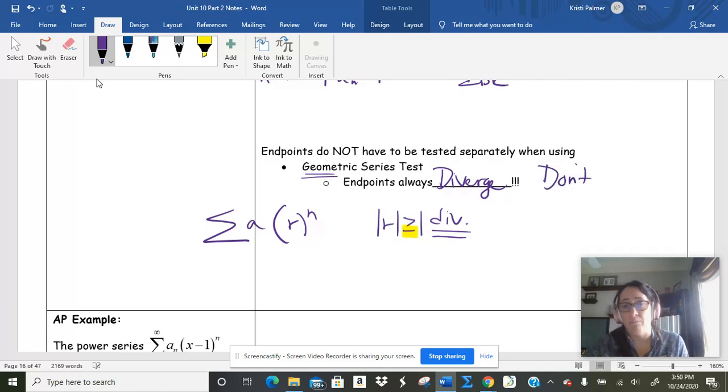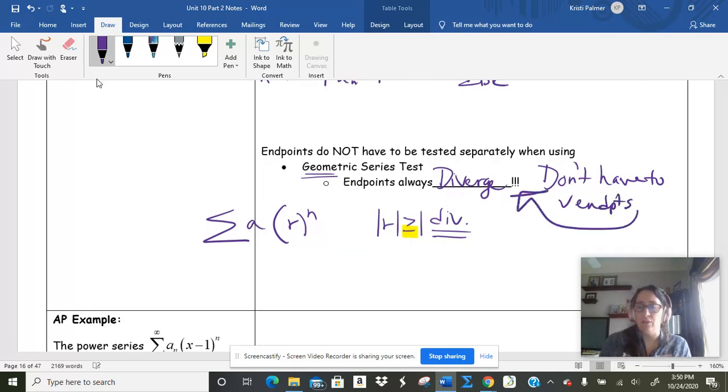And you guys will be like, I love you, geometric. Thank you. I don't want to go check all those endpoints and use all those tests over and over. Thank you. Okay, but so you don't have to check endpoints because we know that they diverge.